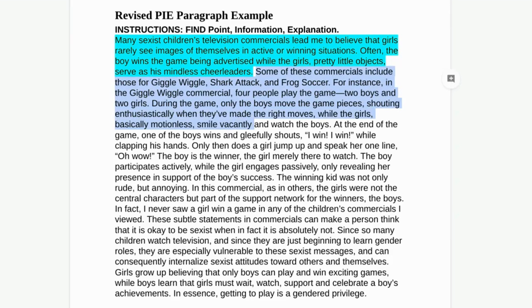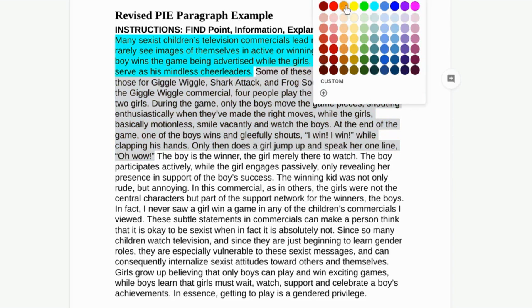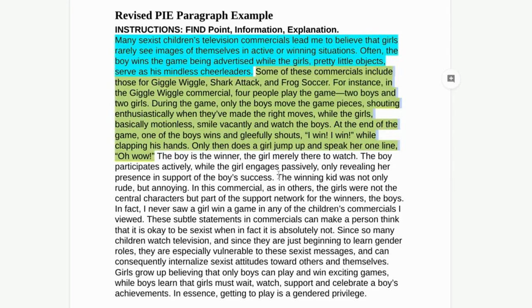The key is to know where it ends, right? Well, when I'm reading it, "while clapping his hands, only then does a girl jump up and speak her one line." Oh, wow. "The boy is the winner, the girl merely there to watch." Okay, so I'm going to end it here, like it was in that previous example. And this will be our illustrative example. And I'm going to make that yellow. Everything below it should be explanation.